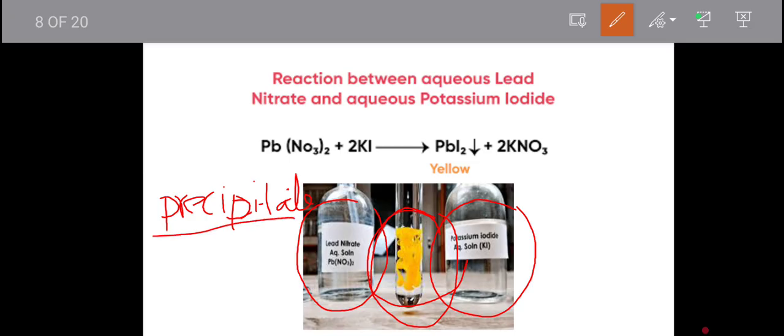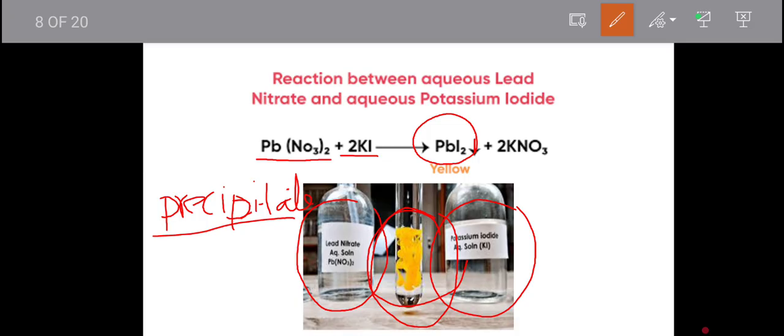Precipitate. Here, lead nitrate, whose formula is PbNO3, has reacted with potassium iodide, whose formula is KI. When they combine together, there is the formation of a yellow colored substance. That yellow colored substance is due to the formation of lead iodide. When these two combine together, a new product is formed, that is lead iodide.